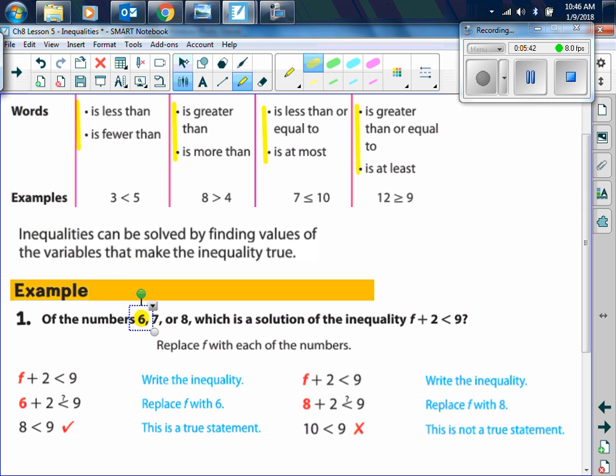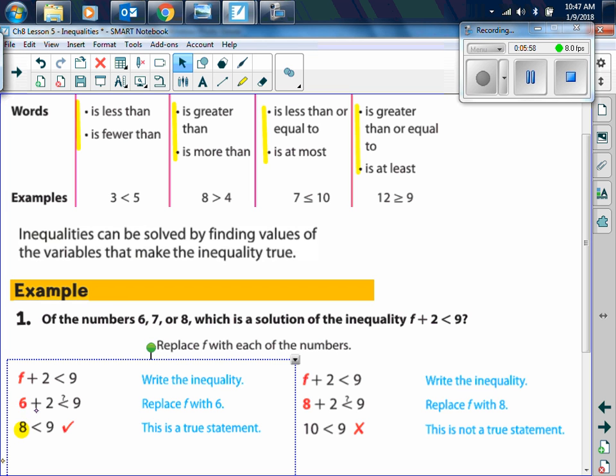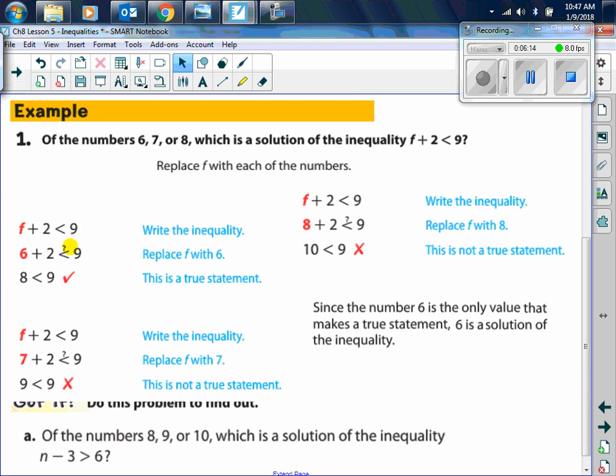So we're going to check first to see if 6 is a solution. Here we're going to take that 6 and we're going to substitute into the inequality. So 6 plus 2 is equal to 8, right? So 8 is less than 9. Is that a true statement? Yes, that is a true statement. So that tells me that 6 is a solution to that inequality. So now we want to check for 7.